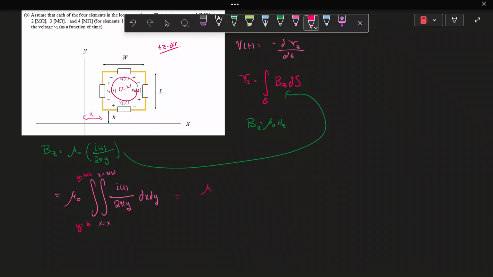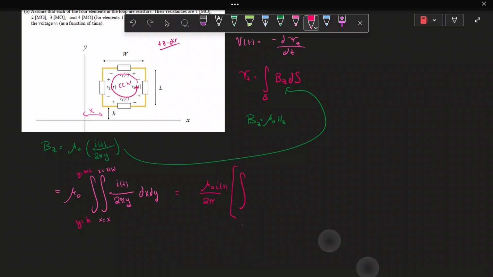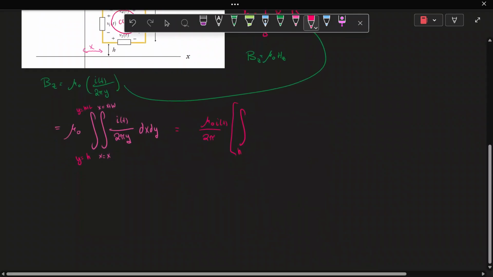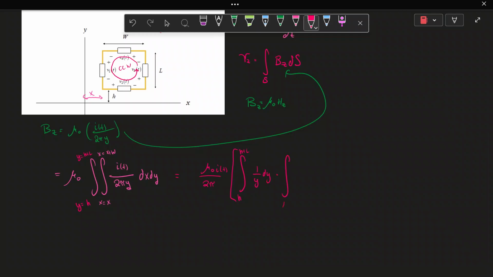So this is going to be equal to mu naught over 2 pi. Remember, 2 pi, they're all constants. All we're left with is, I guess I of t actually comes out also, because it's not a function of x or y. Yeah, it's not. So then we do the integral. We can put parentheses. Integral of, we'll start with y. So h and h plus l of 1 over y dy times the integral from x to x plus w of dx, because there's no x's.